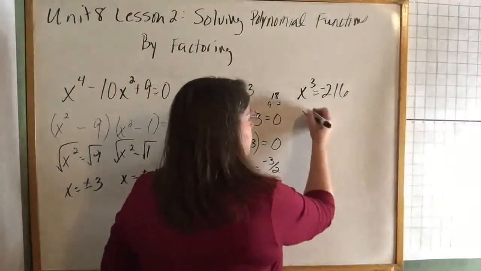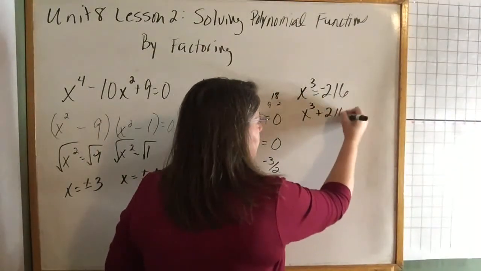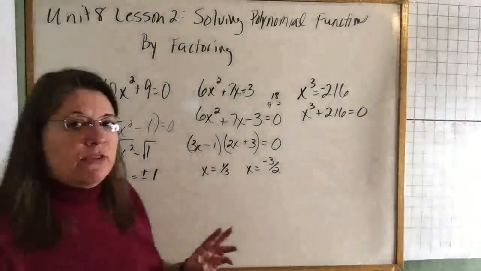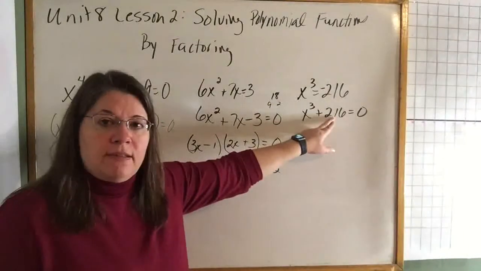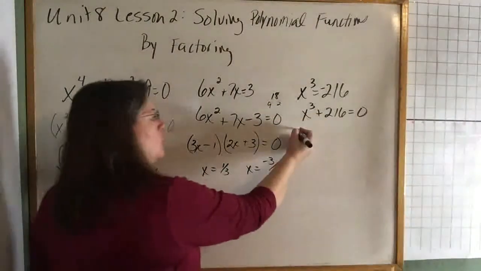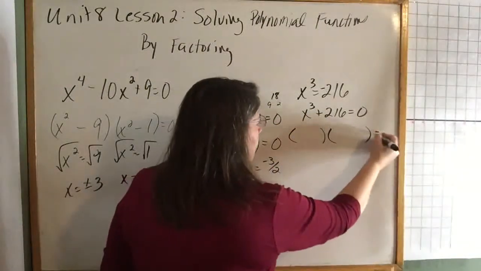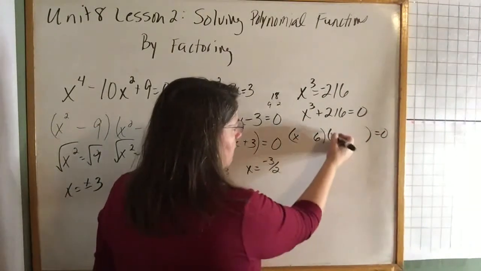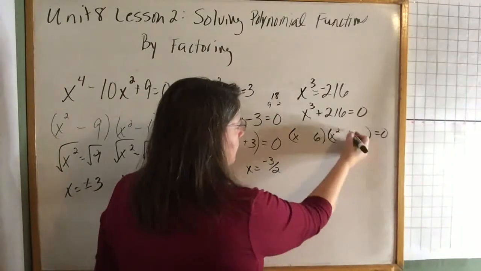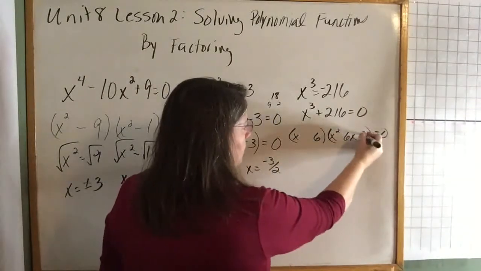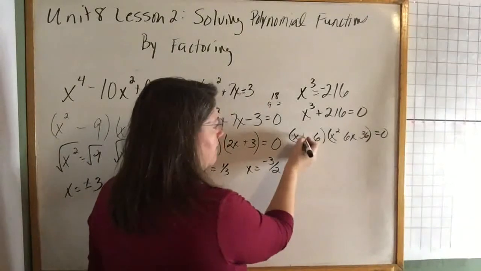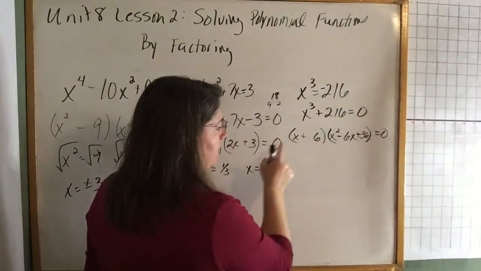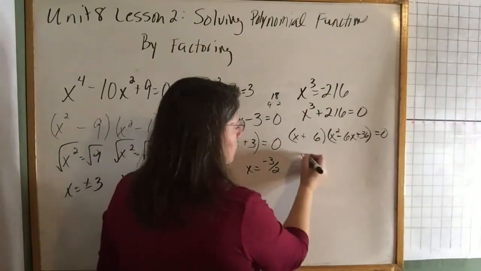You're going to move the 216 to the other side and set it equal to 0. Looking at that, that is the difference of cubes. 216 is 6 cubed. So when I do my 2 factors, I have an x here, a 6 here. That squared is x squared. These two multiplied together is 6x. 6 squared is 36. My signs are the same, so that's a plus, different, plus. So if I set each of those equal to 0, x equals -6.